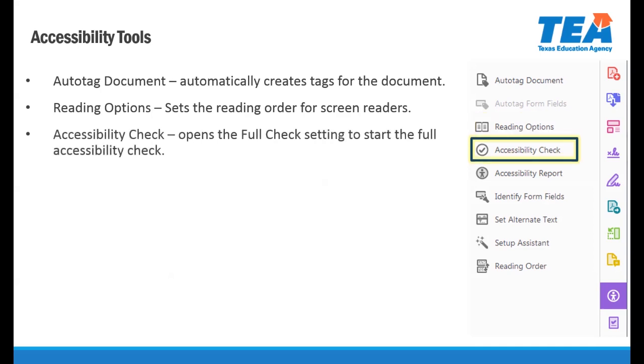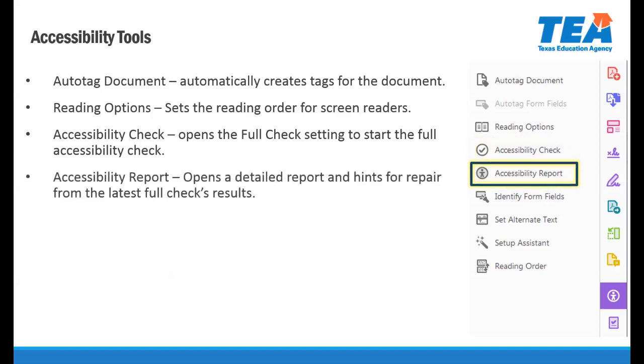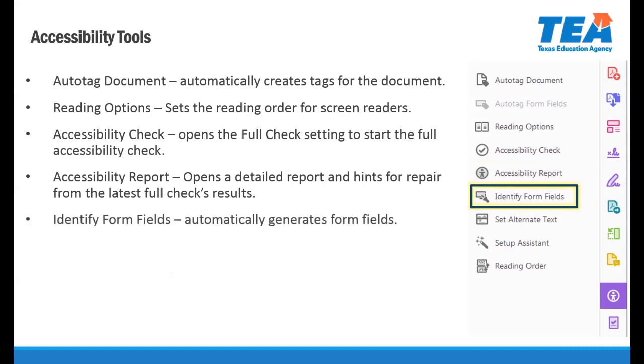Accessibility check or full check is to start the checker. This checker is different from Microsoft checkers, but both have the same concept of finding common accessibility issues that should be fixed. The accessibility report is a way to open the latest results from the accessibility checker in a detailed format. Identify form fields automatically creates form fields if your PDF is a form.